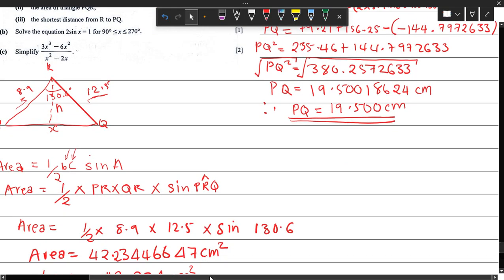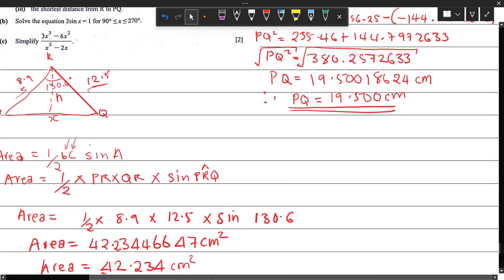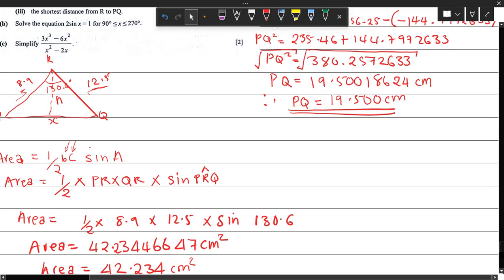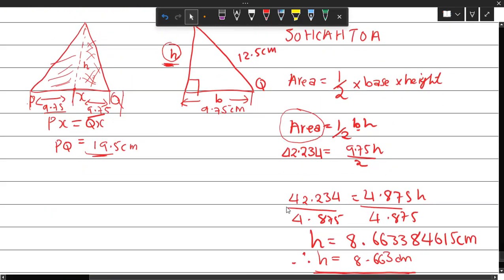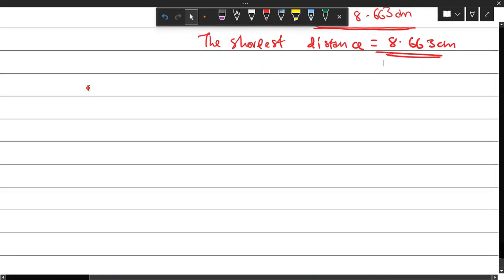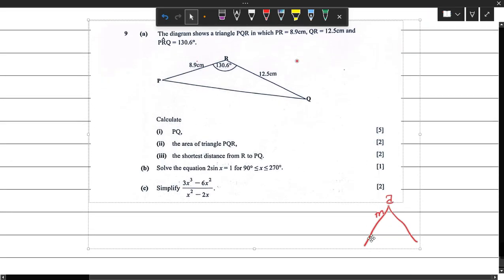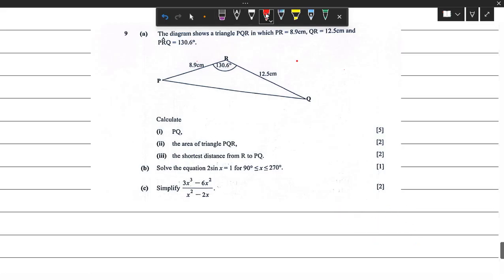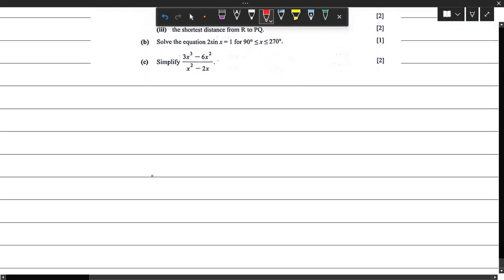Then number 2, part B. This was part A. Part B requires us to solve the equation. Let me just paste the question again here so that we can follow it nicely. Now we're on part B. So part B is saying solve the equation.